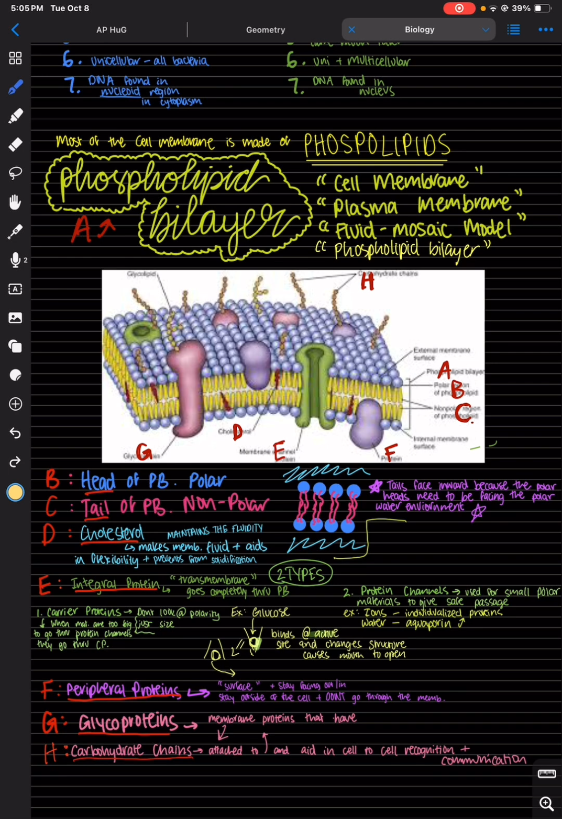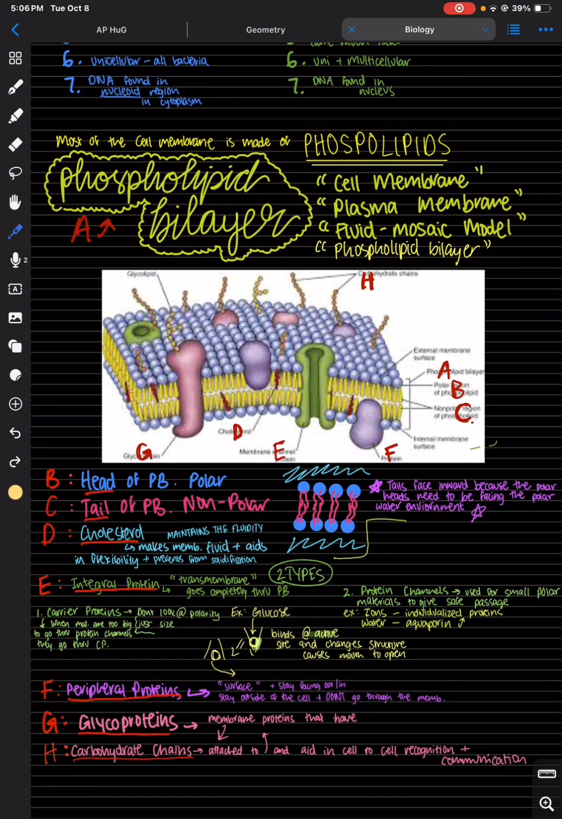It has four different names: cell membrane, plasma membrane, fluid mosaic model, and the phospholipid bilayer. It's called the plasma membrane because all these structures, like these phospholipids, are not stationary. They are always vibrating up and down, kind of like this. So it's called plasma membrane because it moves just like plasma.